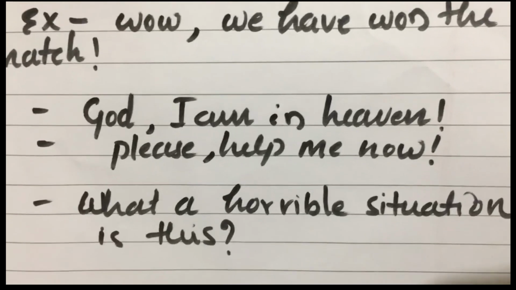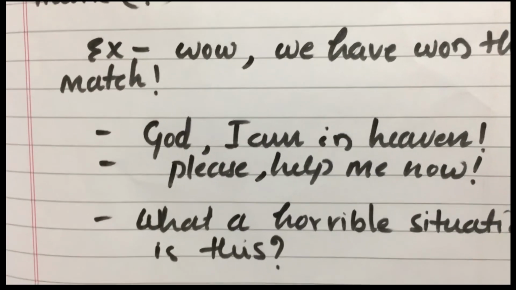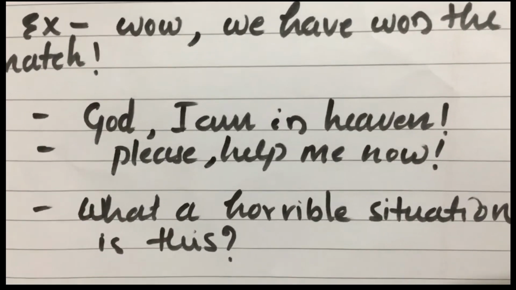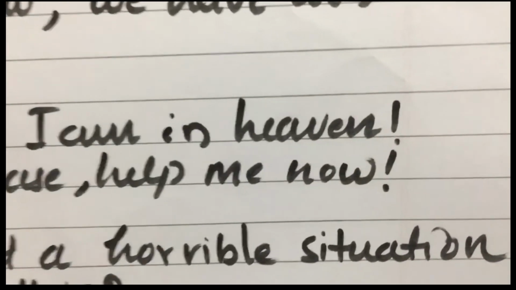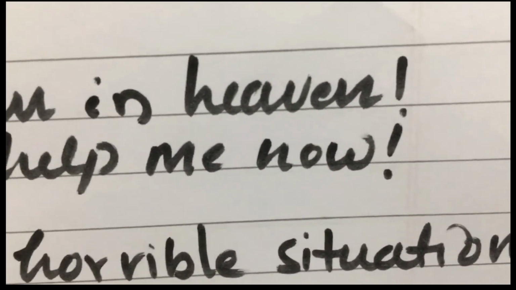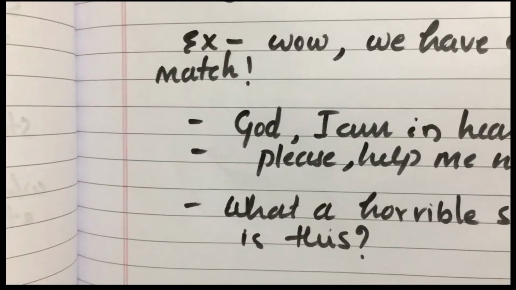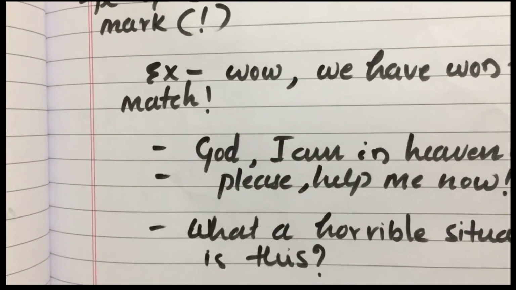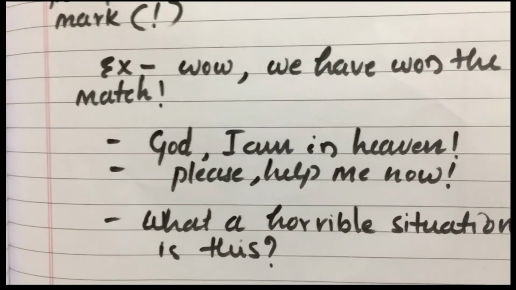These are all examples of exclamatory sentences. These types of sentences end with an exclamation mark. Here see, they are easy to recognize because this type of sentence ends with an exclamation mark.